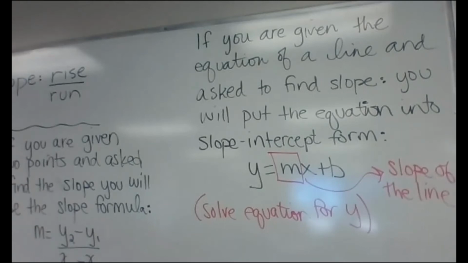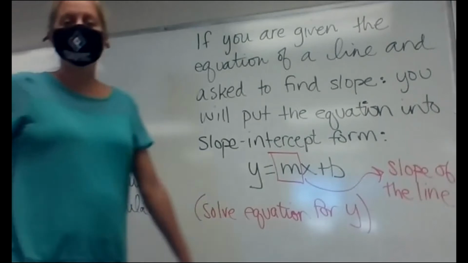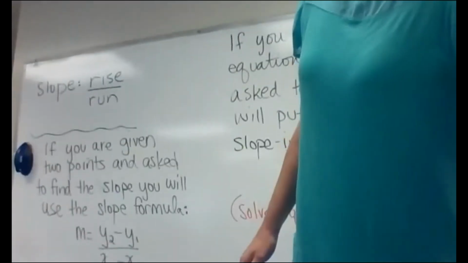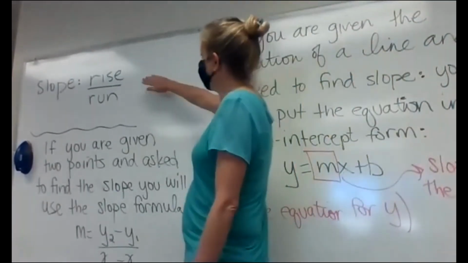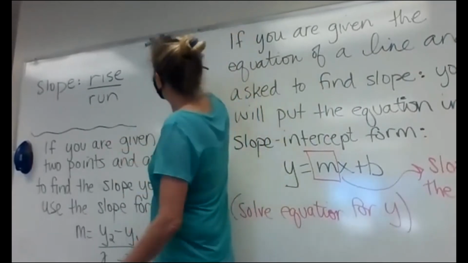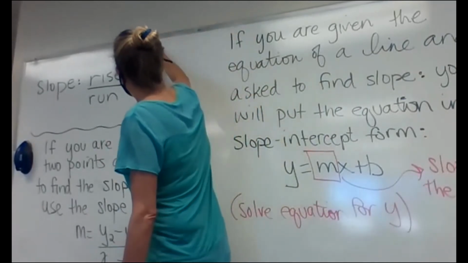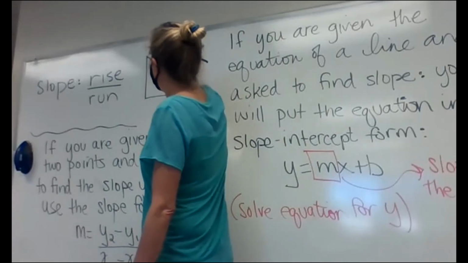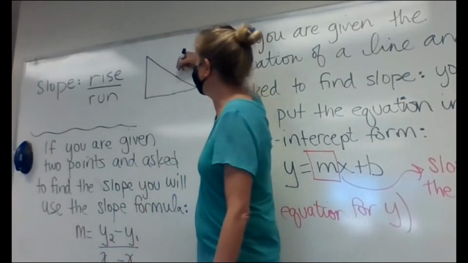So again, let's run through these 3 different things that we're going to look at. There's 3 different ways to find your slope, depending on what information you are given. Sometimes we're given a picture, and the picture will look like this, and ask you to find the slope of this line.